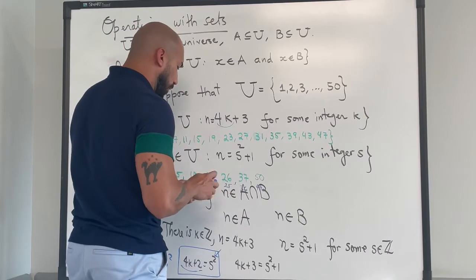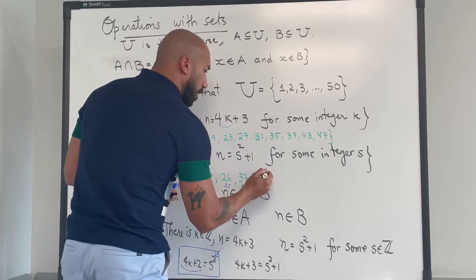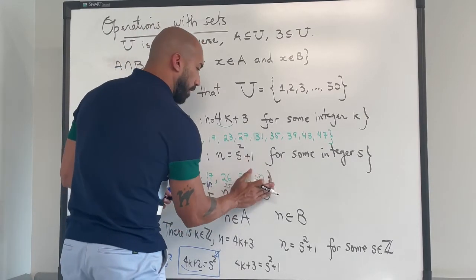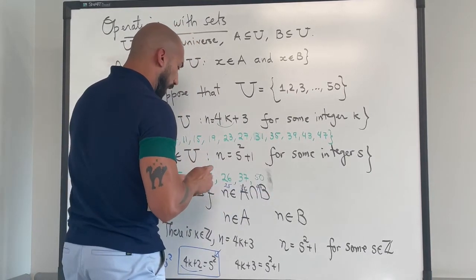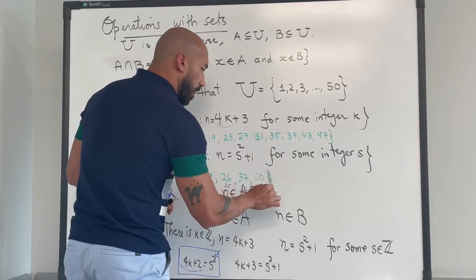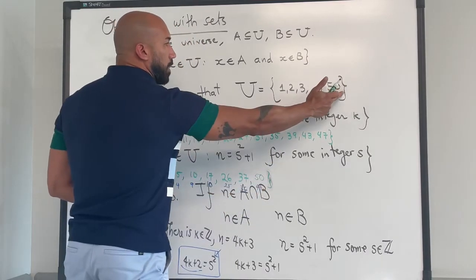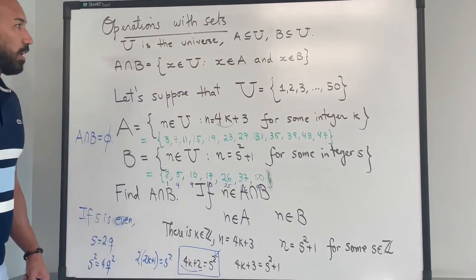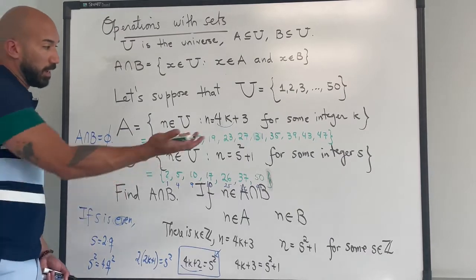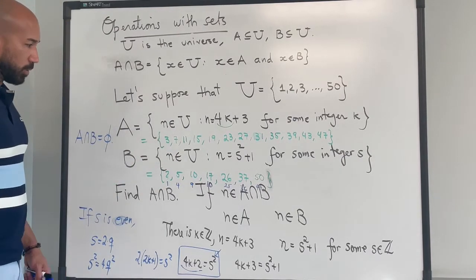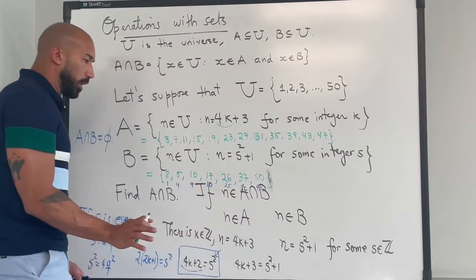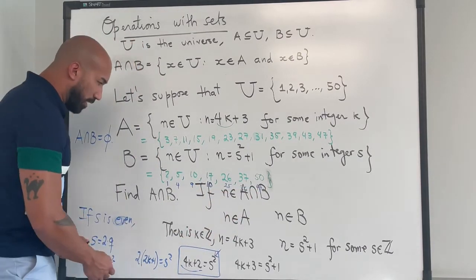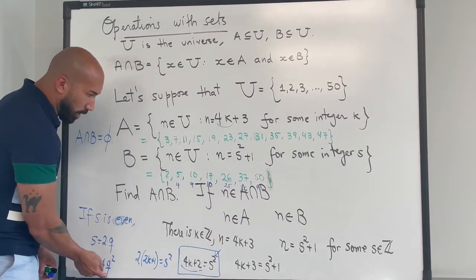And that's it, because if we use any bigger value for s, the result is going to be greater than 50, and it's going to be outside the universe. Okay? You don't need to write the perfect squares, I'm just writing the perfect squares here because I want to make emphasis on something that we did here.